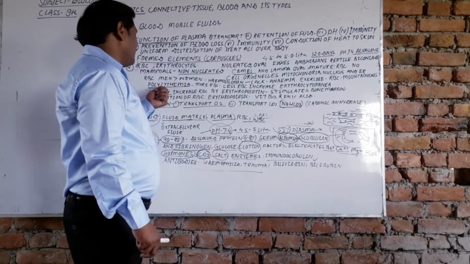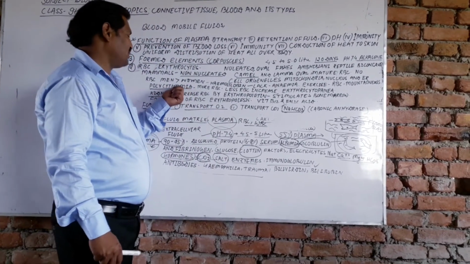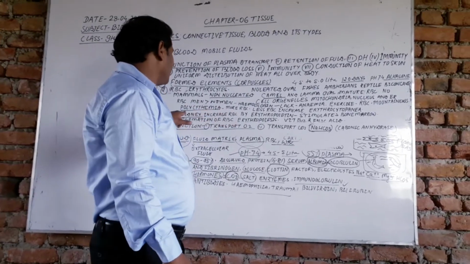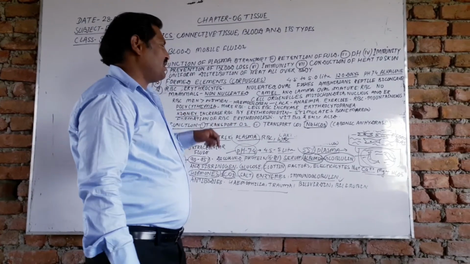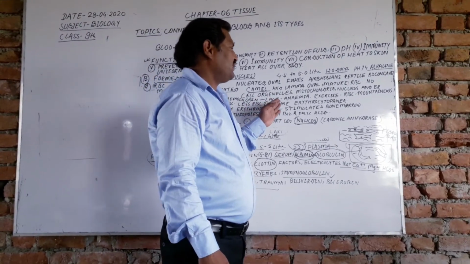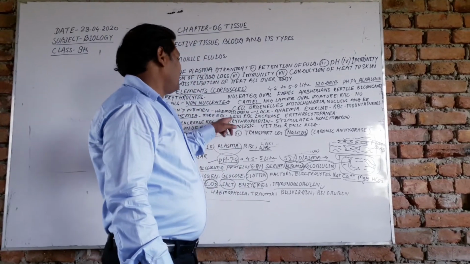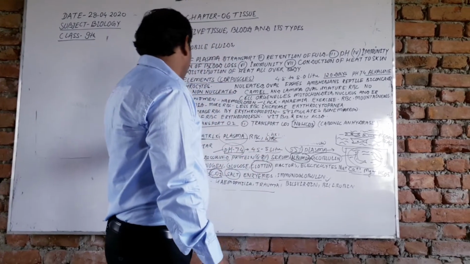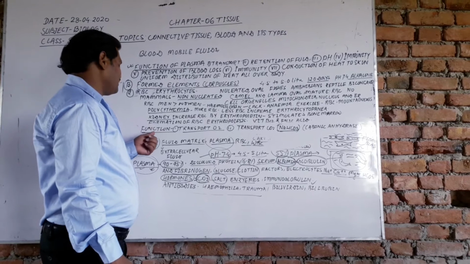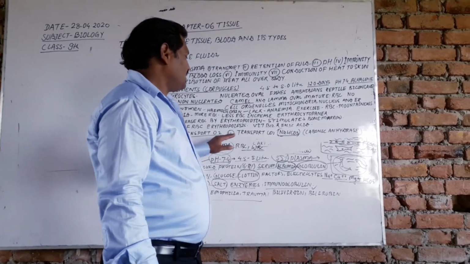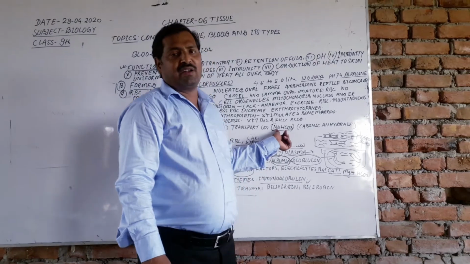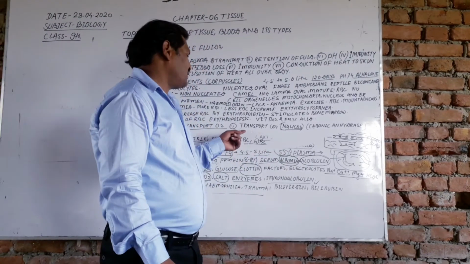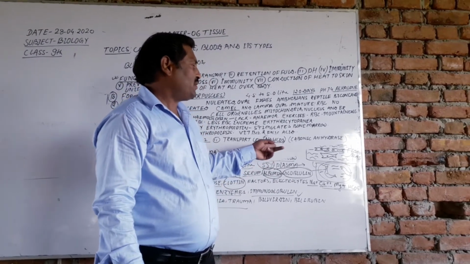And polycythemia: when there is a lack of blood plasma and more RBC, this is called polycythemia. When RBC decrease, it is called erythrocytopenia. Another thing: what are the functions of erythrocytes? Erythrocytes transport O2, and transport CO2 in the form of NaHCO3. Carbonic anhydrase is the enzyme responsible for transportation of carbon dioxide in the form of NaHCO3.